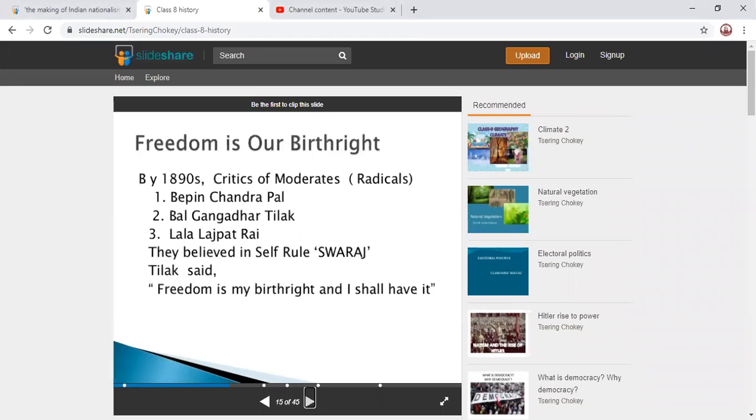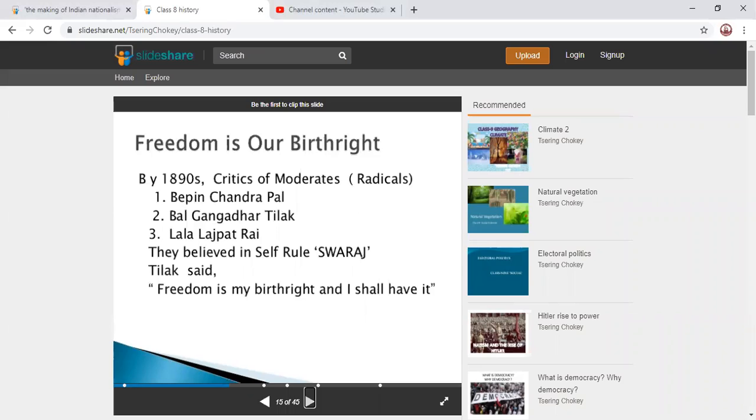Moderates include all those who were present at the time of the formation of the Congress. Dadabhai Naoroji, Surendranath Banerjee, all these were the moderates. But these three which appear on your screen were the radicals.